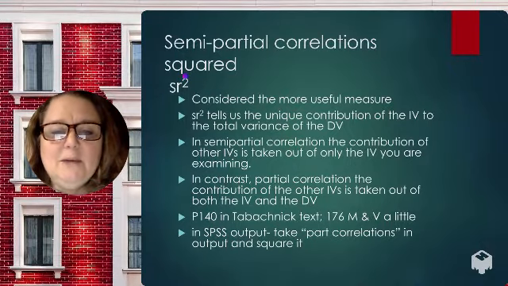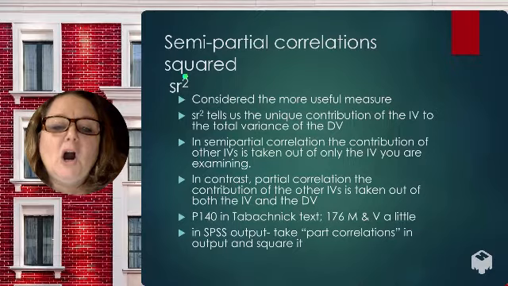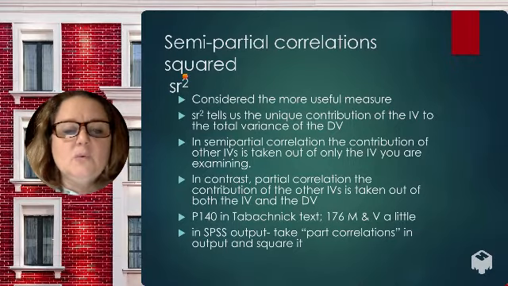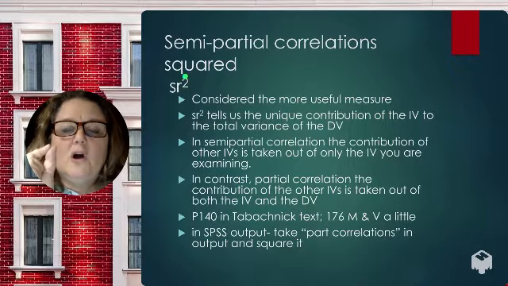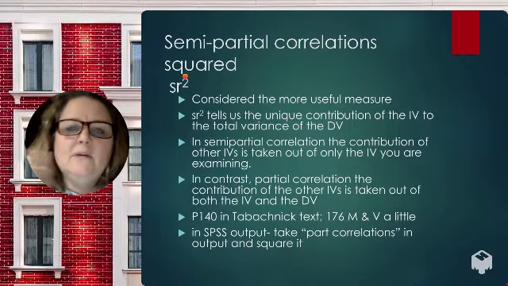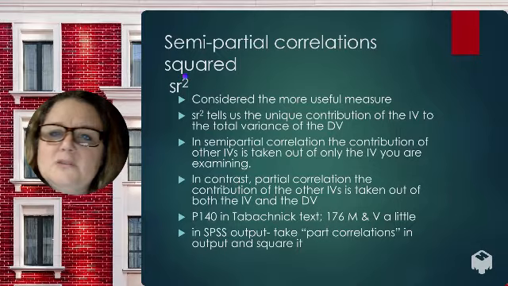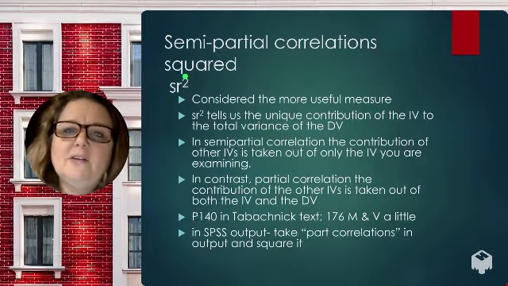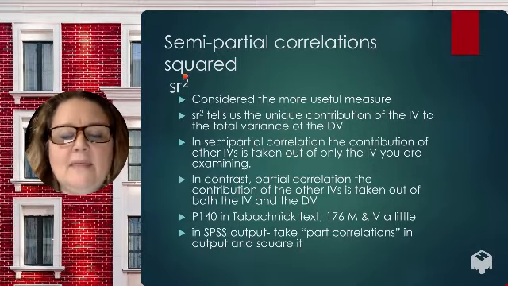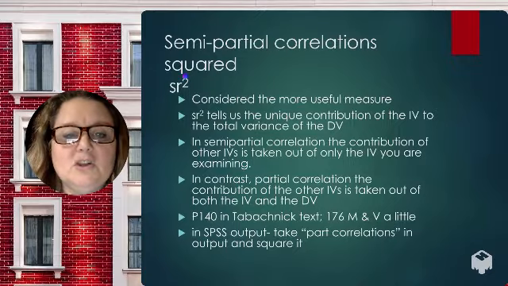And in SPSS output, you can take what's called the part correlation. So what you're going to get in the output for semi-partial correlation is just called part, P-A-R-T, right? And the one next to it is going to be called partial. And this one's going to be called part, and then you actually have to pull your calculator out and square it. And then you can report your semi-partial correlation. It's going to be small.